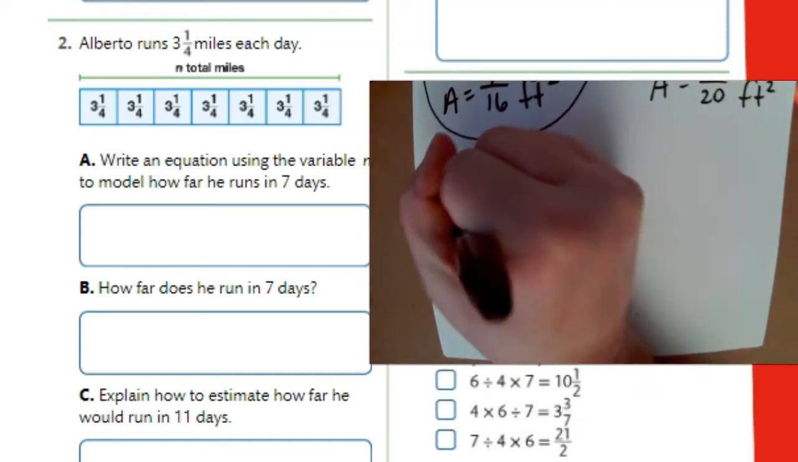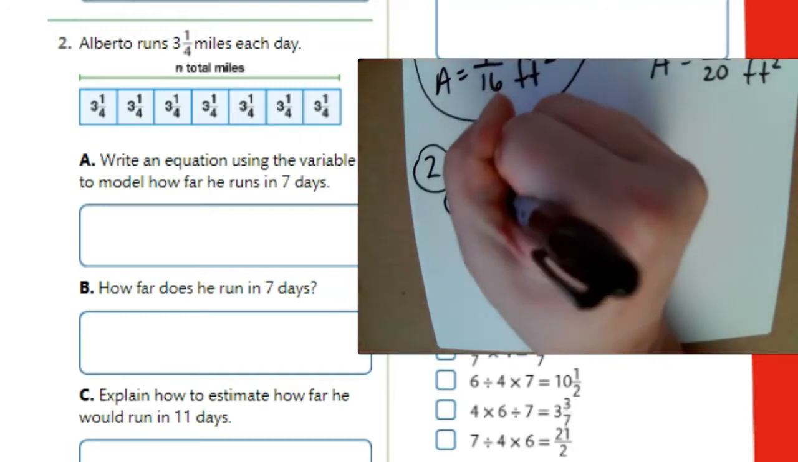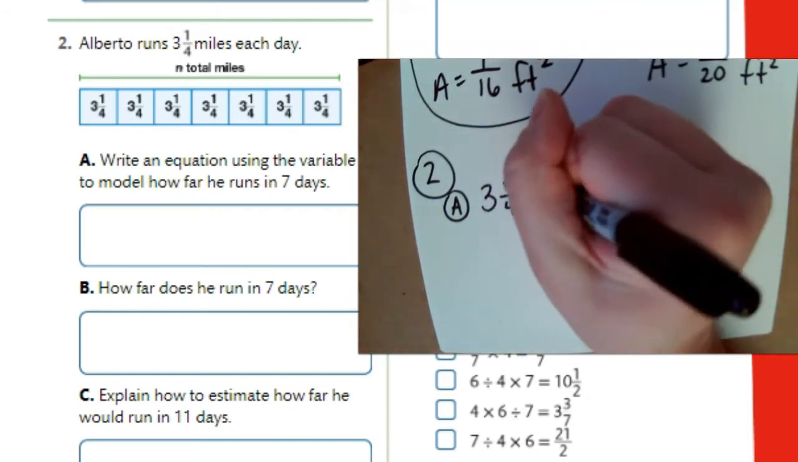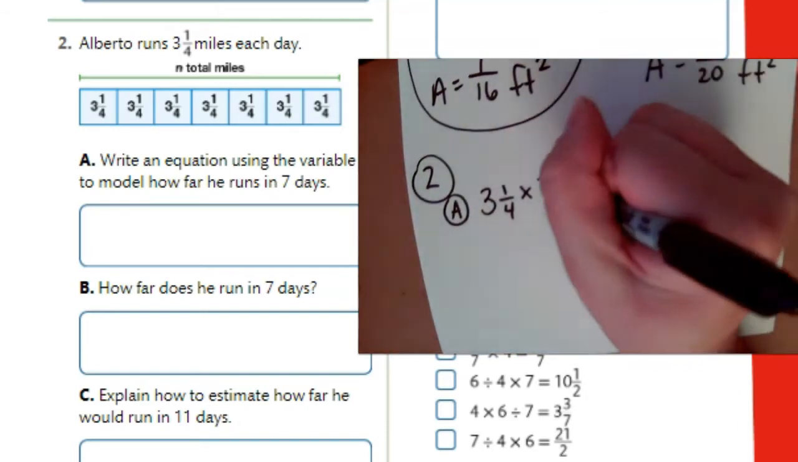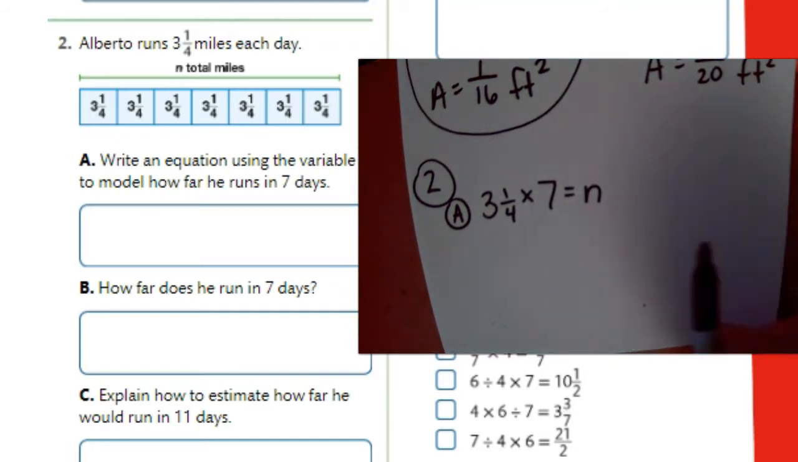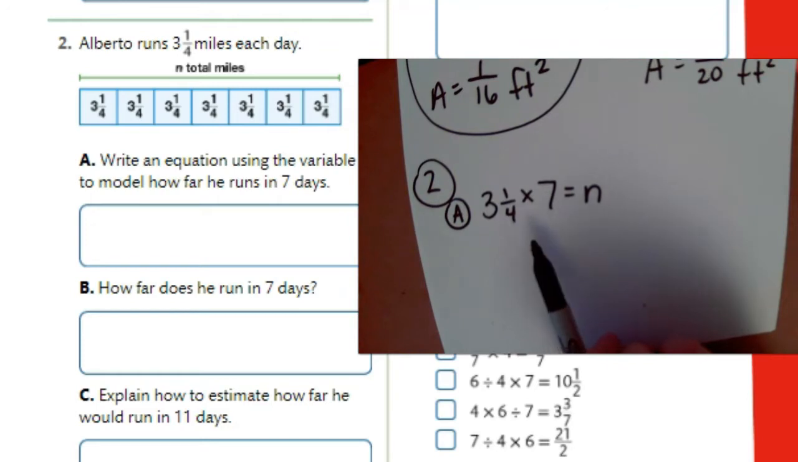Part A says write an equation using the variable N to model how far he runs in 7 days. Well, that's no problem, right? We can just take 3 1/4. That's how much he runs in 1 day. He's going to run 7 days, so times 7, and that will equal the total number of miles he's going to run. Now, there's some variations on this. I could have done 7 times 3 1/4 equals N, right? I could have set up a division problem, but this is probably the most obvious equation for this one.